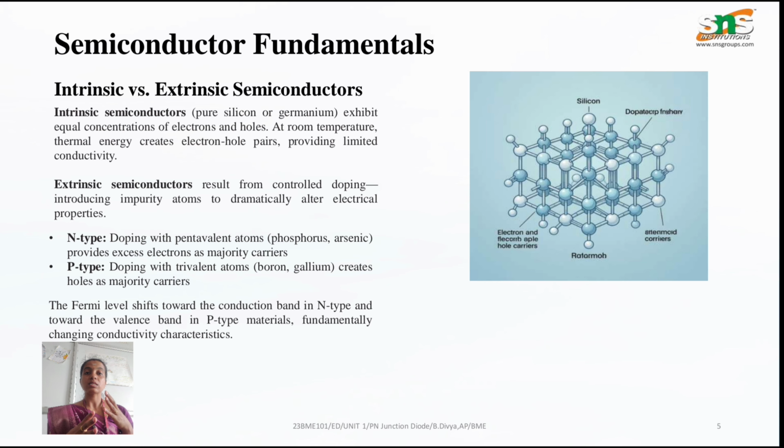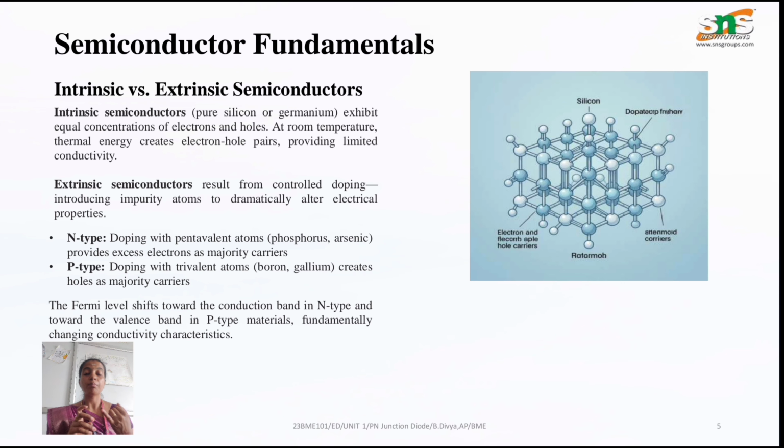Whereas an extrinsic semiconductor results from controlled doping, introducing impurity atoms to dramatically alter electrical properties. The impurity atoms are added into the extrinsic semiconductor, so we can change the electrical properties by adding impurities into it. In this we have two types, that is N-type and P-type.